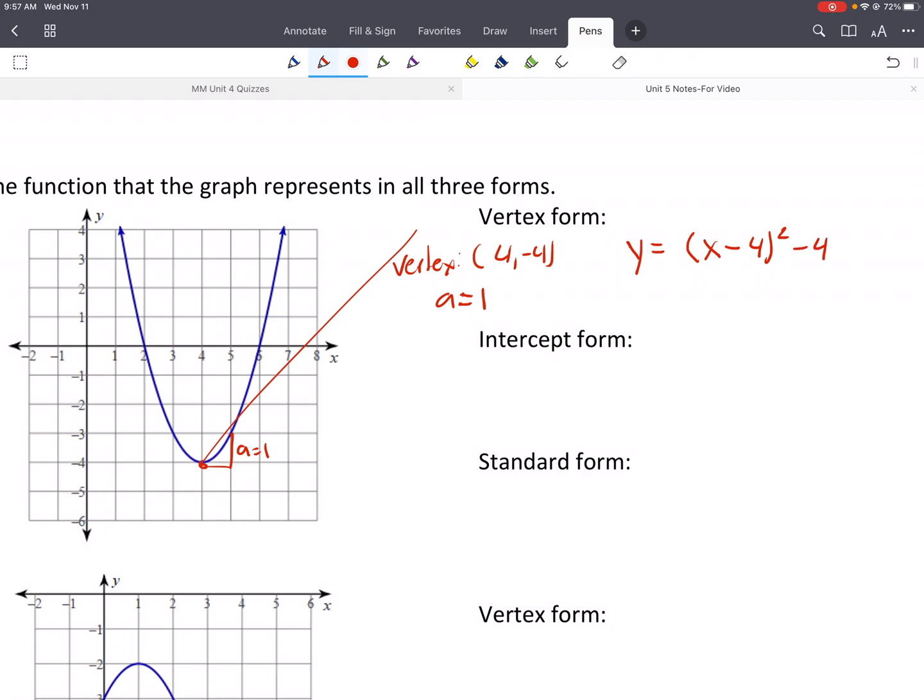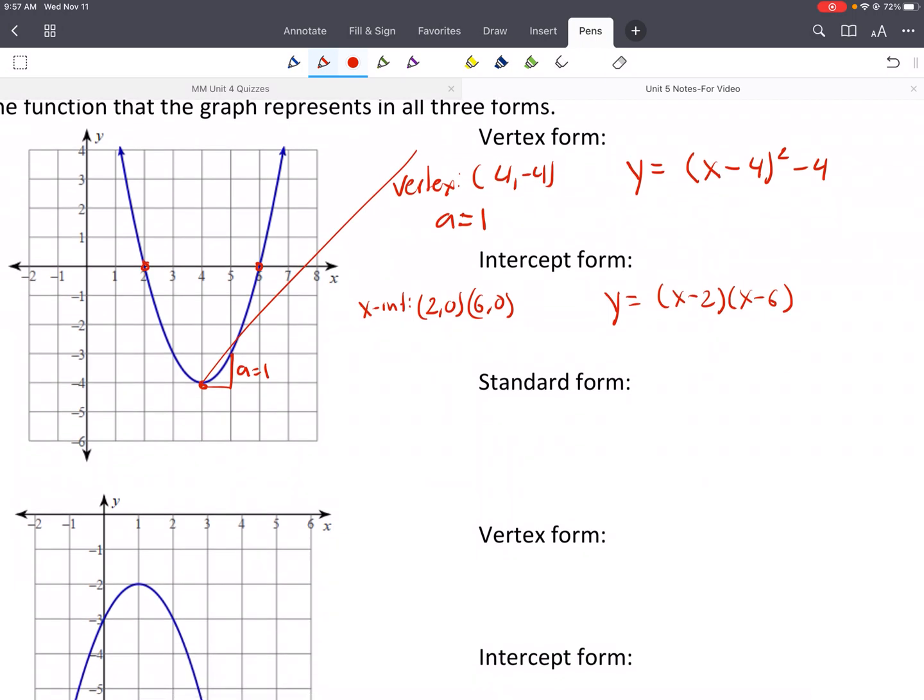so that would be minus 4. Intercept form, we'd want to write down our intercepts. So x-intercepts are 2, 0 and 6, 0. And a again is 1, so we'd do y equals 1 times x minus 2 and x minus 6. So again, just how when we took those out, we changed the sign. It's the same as when we put them back in.